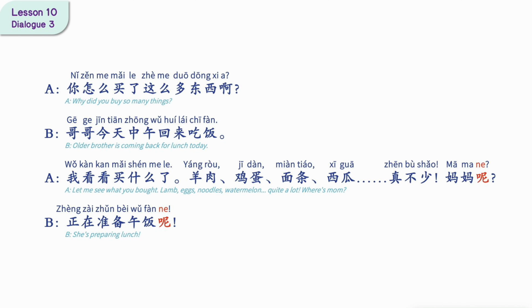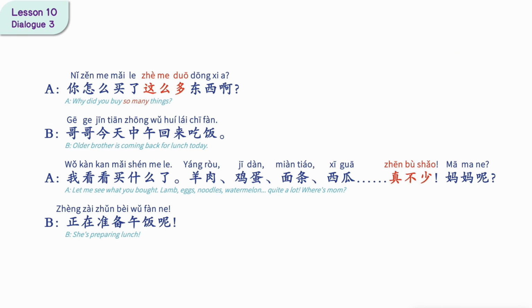Okay, 呢 is coming. 妈妈呢? Where is mom? She is supposed to be at home. Why can't I see her? 妈妈呢? 正在准备午饭呢. She is preparing lunch. It means she is doing something, it is happening. So preparing the lunch.